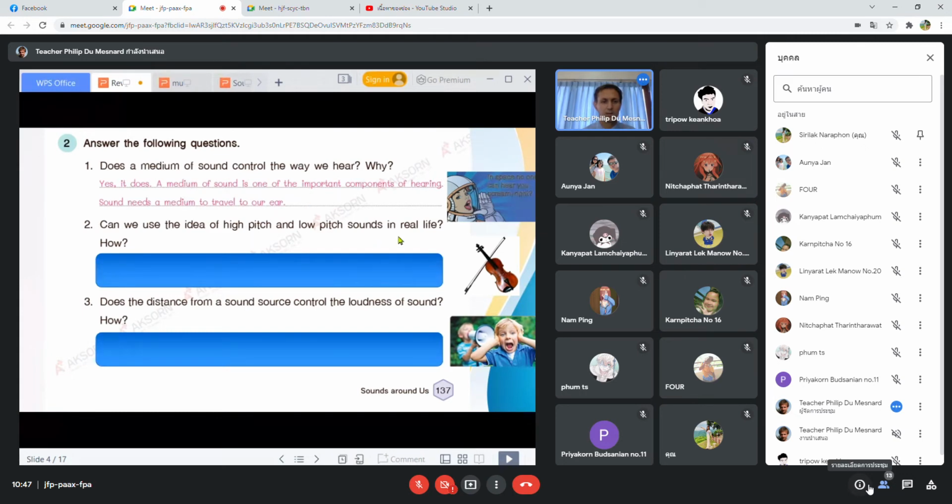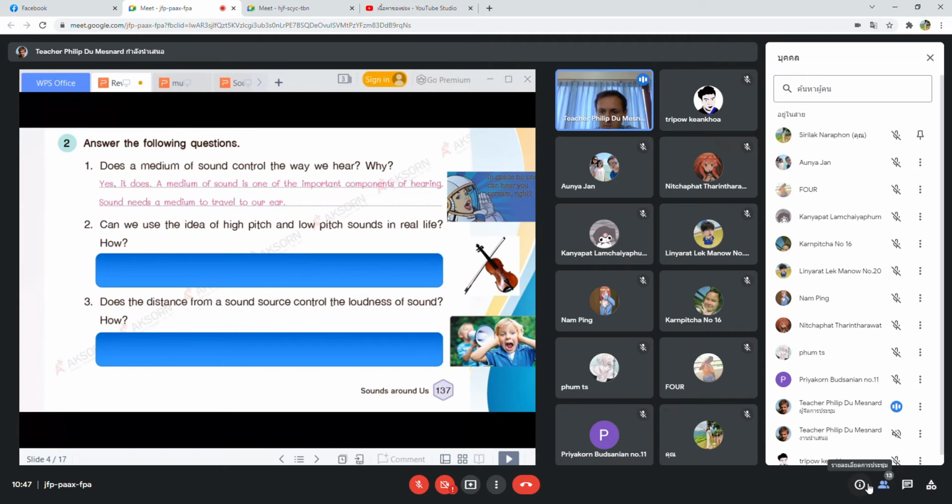Okay. Next question 2. It says here, how can we use the idea of high pitch or low pitch in real lives? Okay, and I have a little picture here of a violin. And so the high pitch would be like, and low pitch would be like, okay. So why is this important?